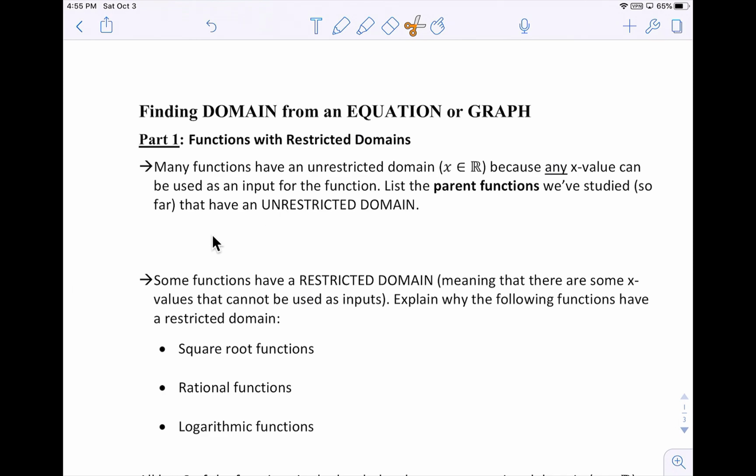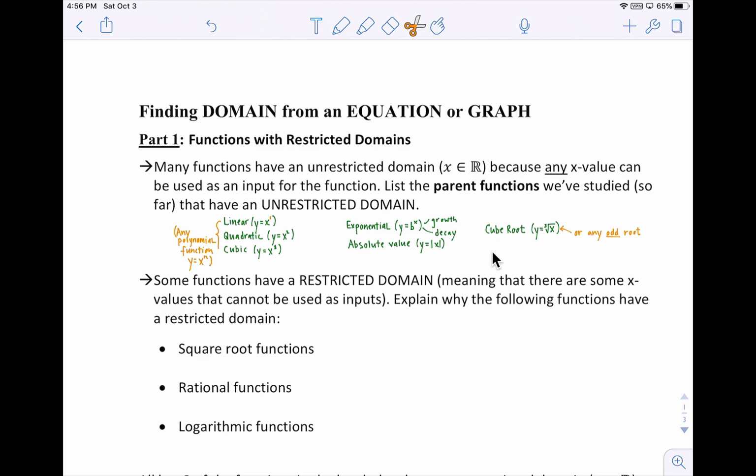So take a minute here and think, when you think back to those parent functions that you worked with the other day, and you might want to have your graphic organizer out so that you can see those tables and graphs. When you look at those parent functions, which of the parent functions have an unrestricted domain? Meaning, which of the parent functions take any x on the entire number line as an input? And go ahead and pause this video while you think about that. And you can press play when you're ready. Okay, so let's see how you did here.